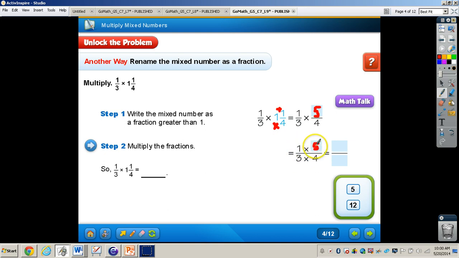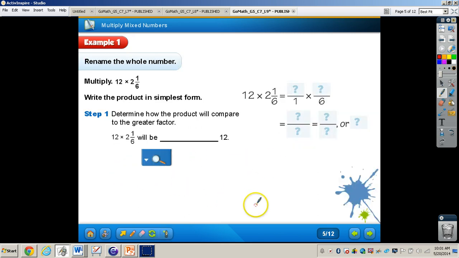So we have 1 times 5 will give us 5. 3 times 4 will give us 12. So 1/3 times 1 1/4 is 5/12. So you can see, first step, change the mixed number to an improper fraction and then multiply your two fractions together. So let's take a look at the problem on page 326, the example number 1 problem.